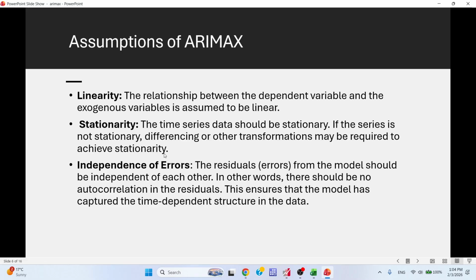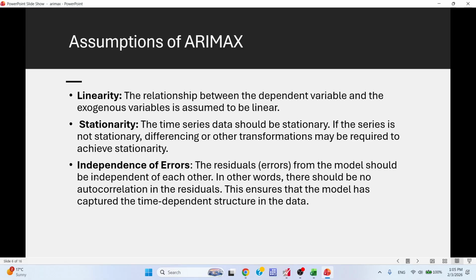So if you feel that your data set is not stationary, first of all, you have to convert your data set to stationary, either by taking the first difference, or by taking the growth rate, or by taking the log, or by making some other transformation of your data set. Then you can apply the ARIMAX model once it is converted to stationary.